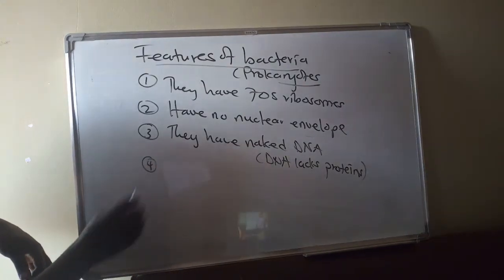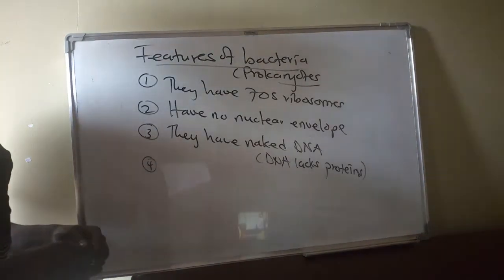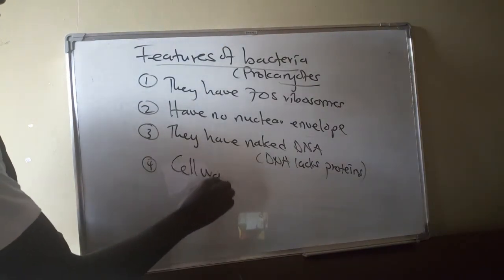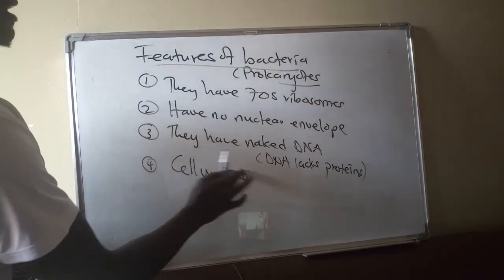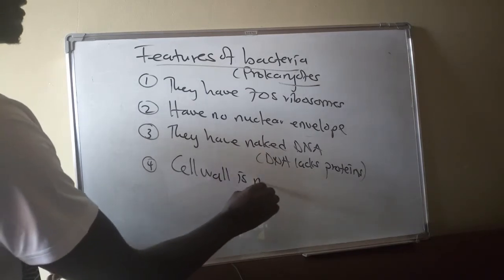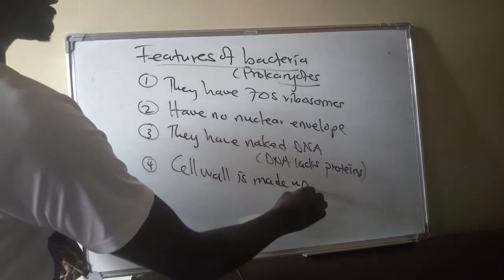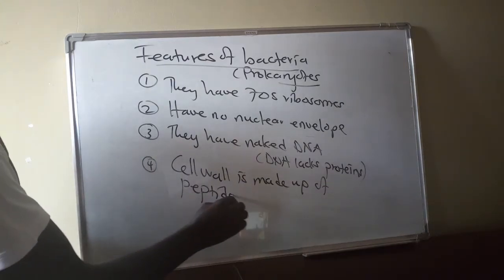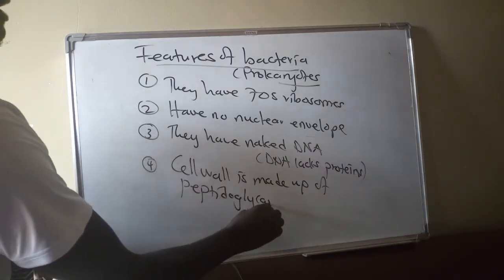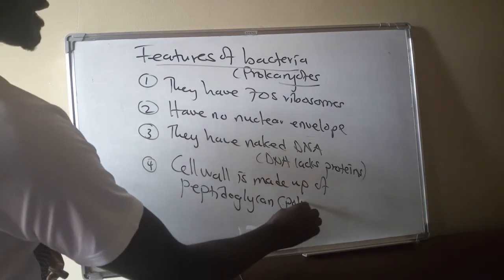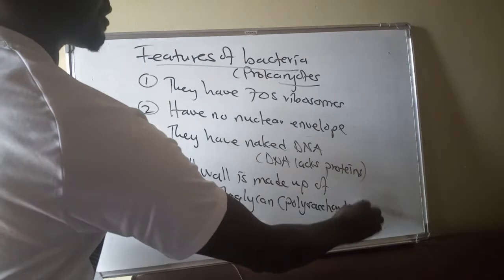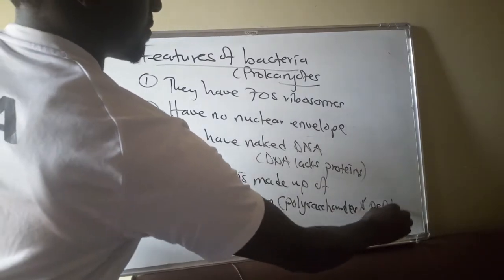Four, their cell wall is made up of peptidoglycan. This is a combination of polysaccharides and peptides.